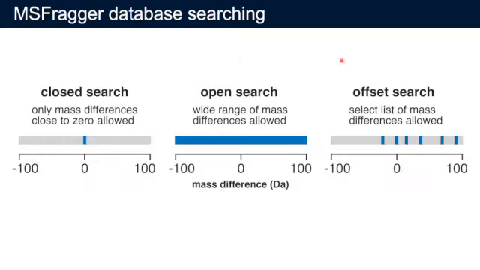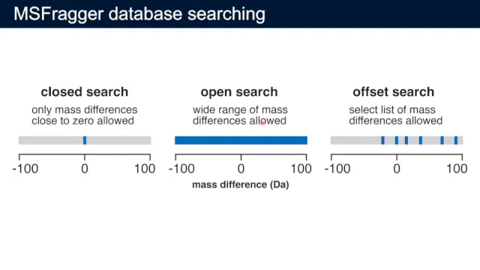First of all is MSFragger. MSFragger is the core part of FragPipe. It is for database searching for peptide identification. MSFragger can perform three types of search: closed search, open search, and mass offset search. In closed search, MSFragger searches peptides within a very narrow mass tolerance. This is the most conventional way of database searching, and almost all peptide identification tools have the ability to do that.